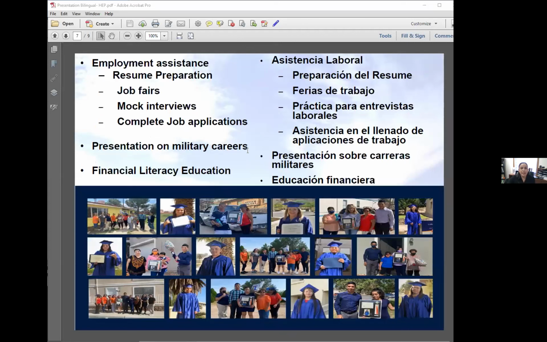We also provide employment assistance, resume preparation, job fairs, mock interviews, completing job applications, presentations on military careers, and financial literacy education.